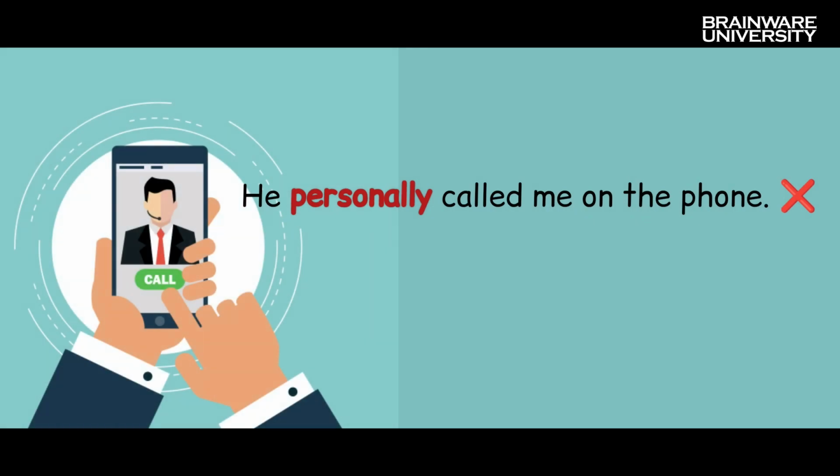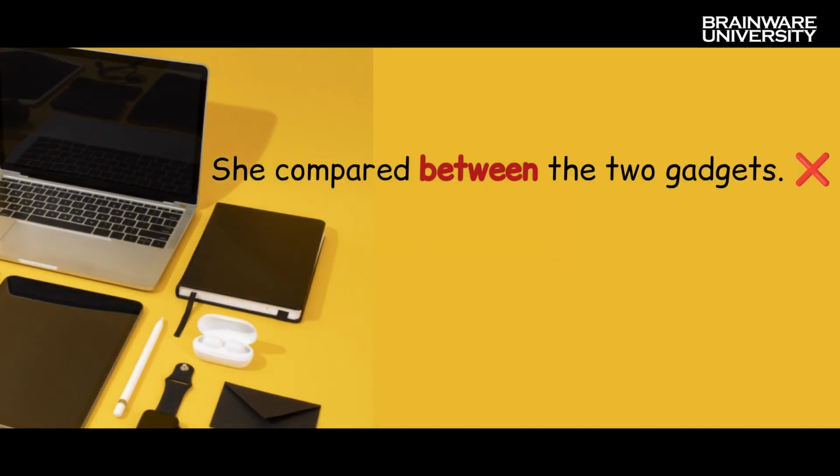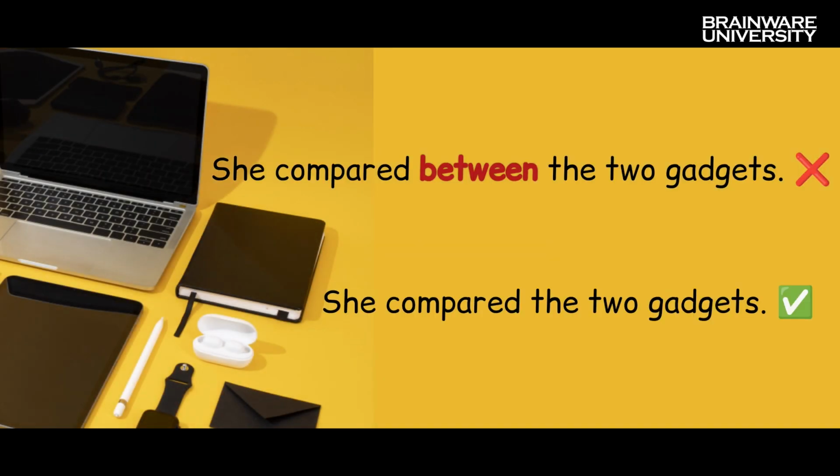Here are a few common examples of redundancies that occur in our daily conversation. Let's see how you can cut out the extra parts from these sentences to make them concise. He personally called me on the phone. He called me on the phone. She compared between the two gadgets. She compared the two gadgets.